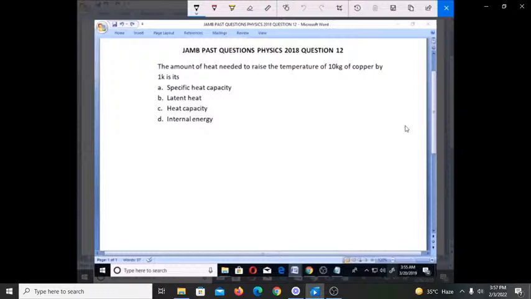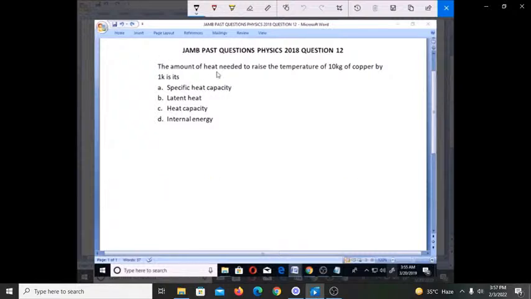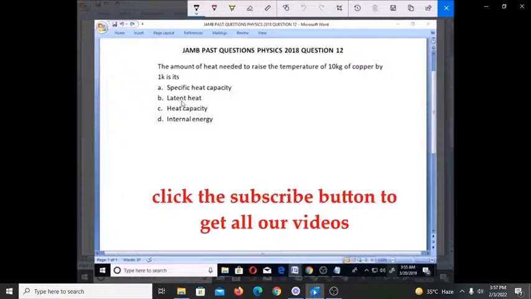Look at this question number 12 for JAMB Past Question Physics 2018. The amount of heat needed to raise the temperature of 10 kilogram of copper by 1 Kelvin is its: A. Specific heat capacity, B. Latent heat, C. Heat capacity, D. Internal energy.